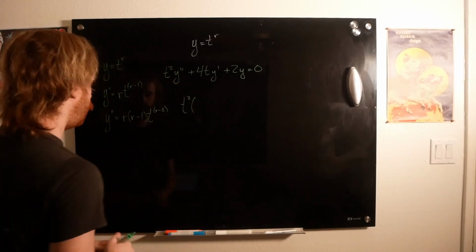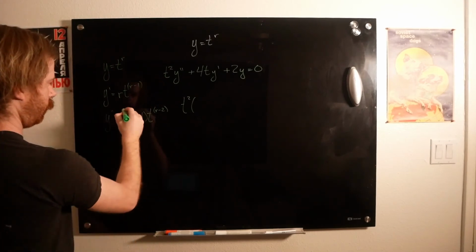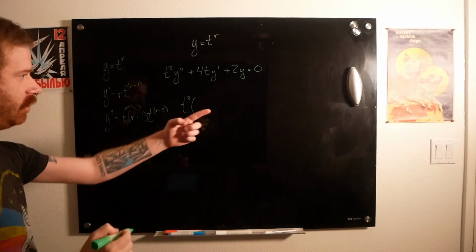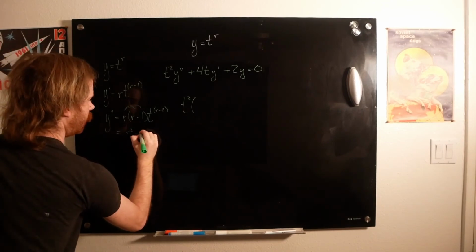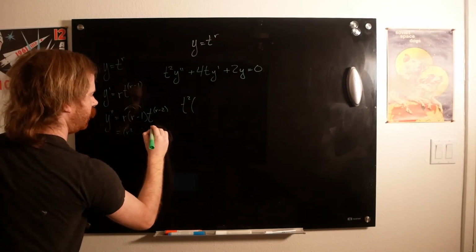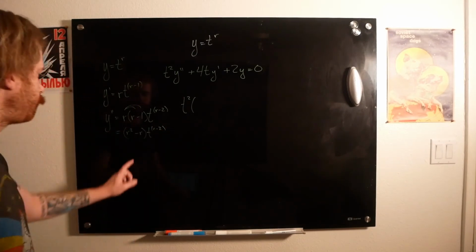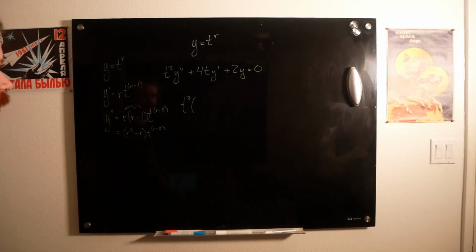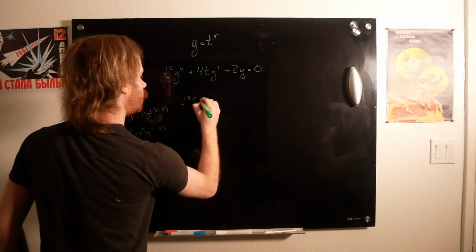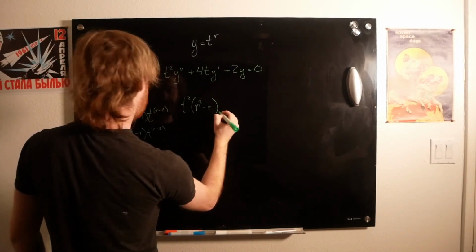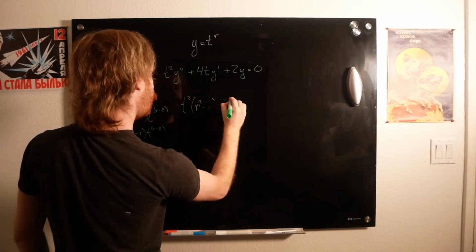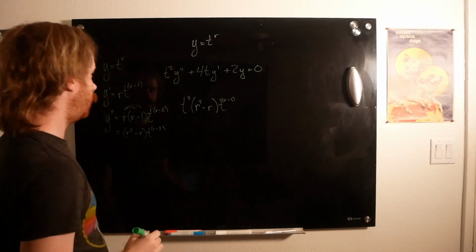Actually, I hope you see this. What I'm going to do is go ahead and distribute this to make it easier. So this is actually going to equal r squared minus r times t to the r minus 2. Hope you saw that, just distributed. So r squared minus r times t to the r minus 2, right?